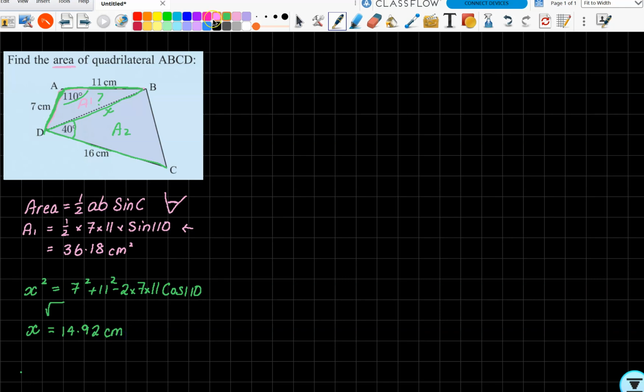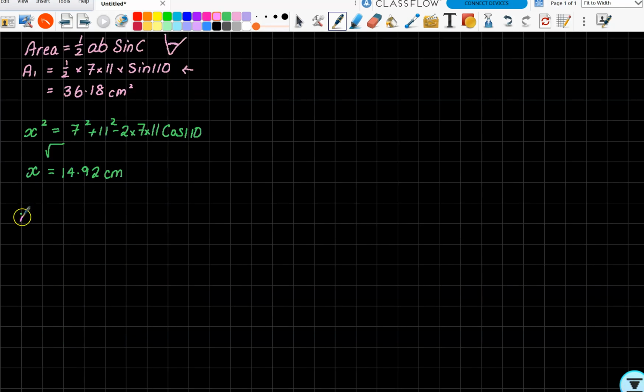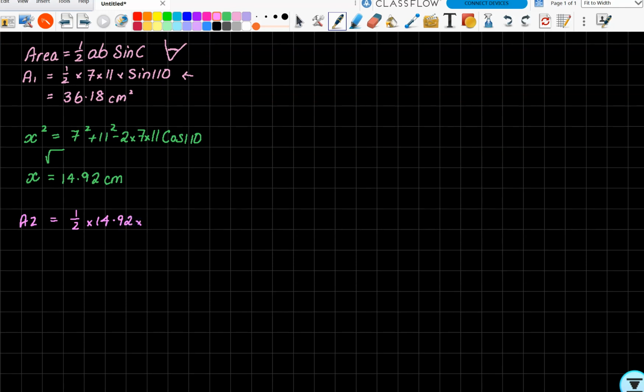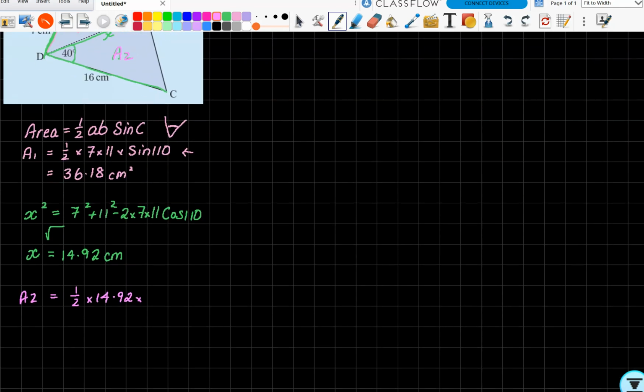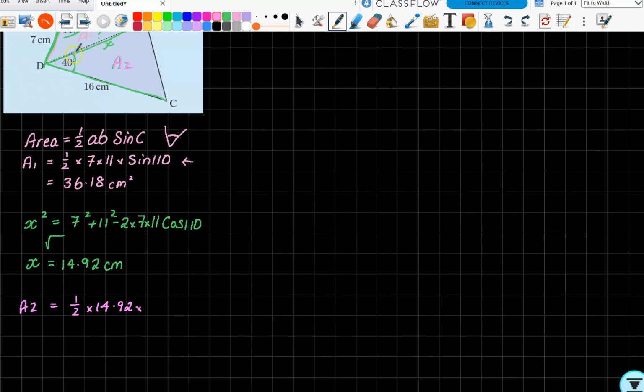That's centimeters, and now we are going to be able to find area 2 because we now have two lengths surrounding an angle. So one of those lengths is the 14.92. The other length is 16. Okay, and our angle here is 40. So a half times 14.92 times 16 times sine 40.